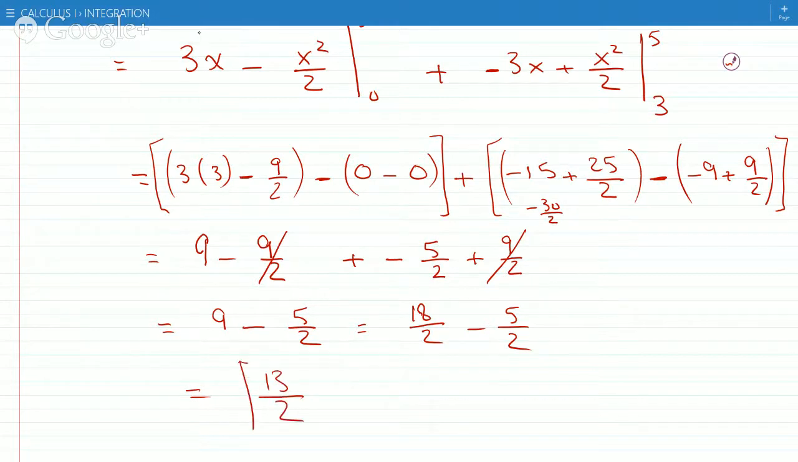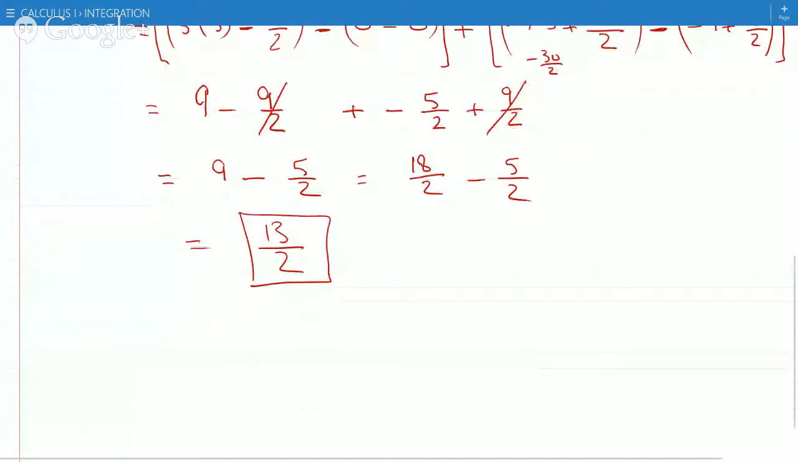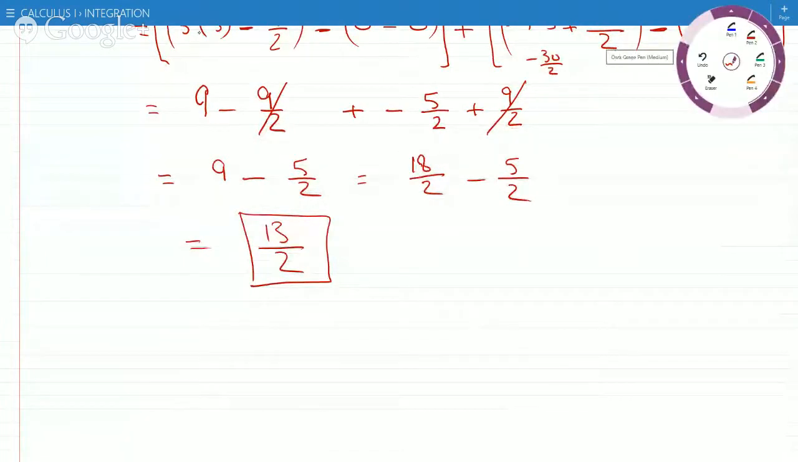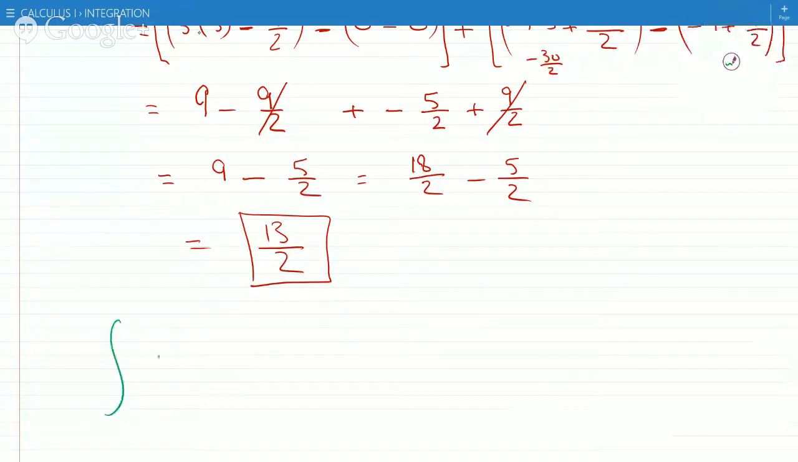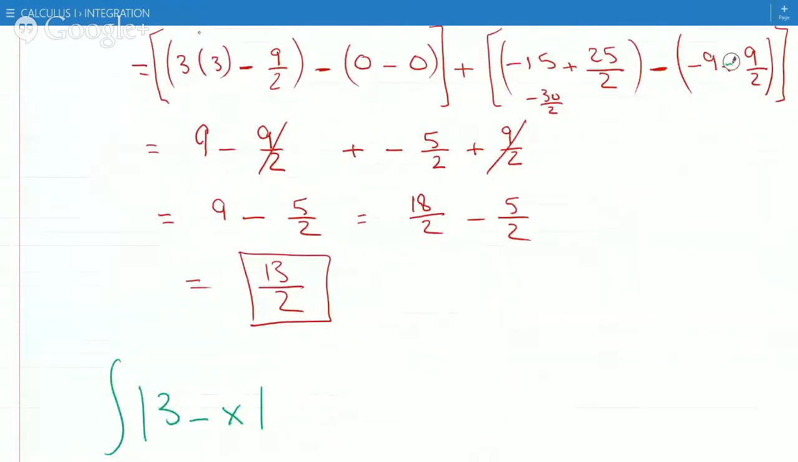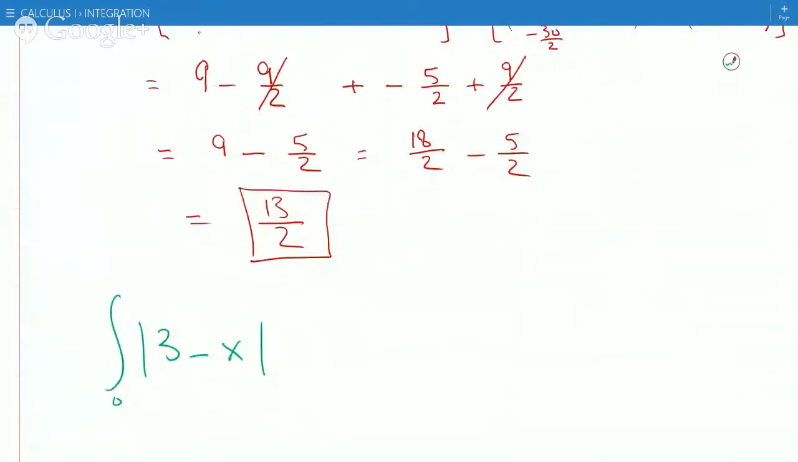As expected, this is a definite integral, so we do get a definite answer when we evaluate it. That means the integral of the absolute value of 3 minus x from 0 to 5 turns out to be overall 13 over 2.